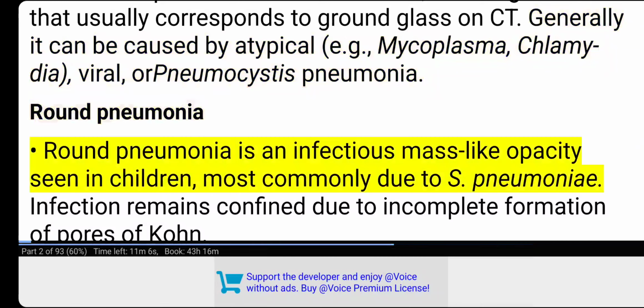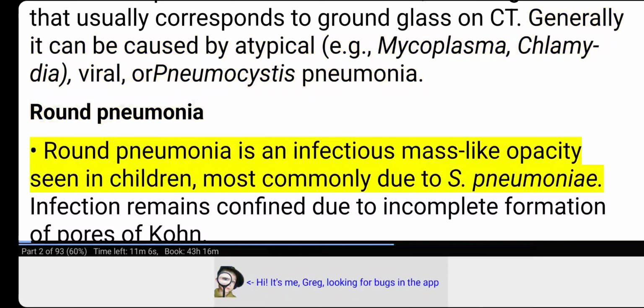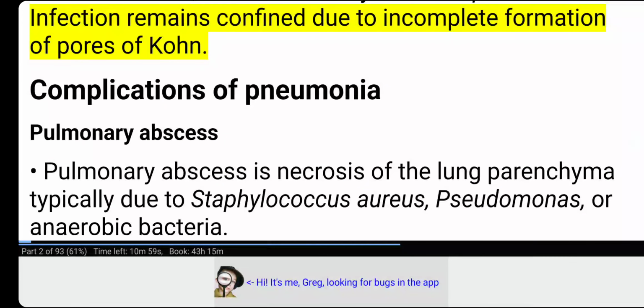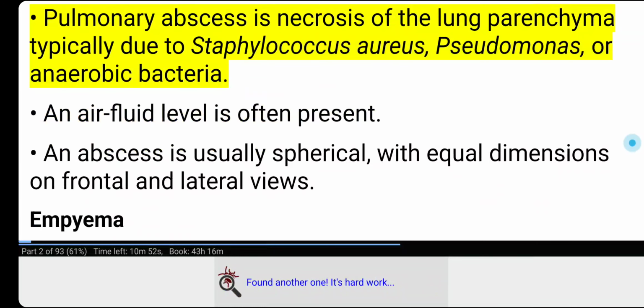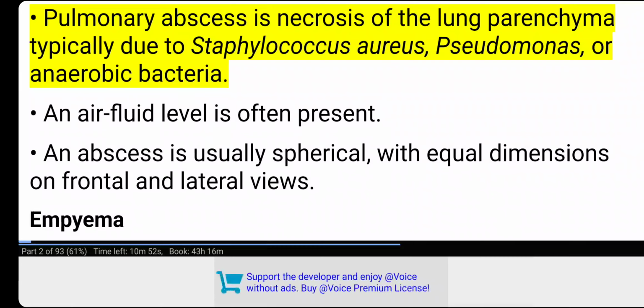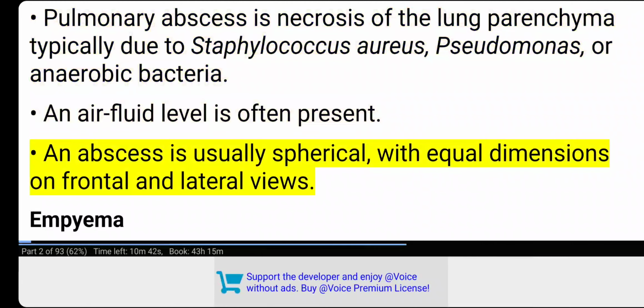Round pneumonia. Round pneumonia is an infectious mass-like opacity seen in children, most commonly due to S. pneumoniae. Infection remains confined due to incomplete formation of pores of Kohn. Complications of pneumonia. Pulmonary abscess. Pulmonary abscess is necrosis of the lung parenchyma typically due to Staphylococcus aureus, Pseudomonas, or anaerobic bacteria. An air fluid level is often present.